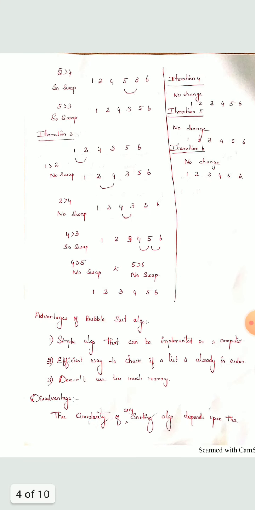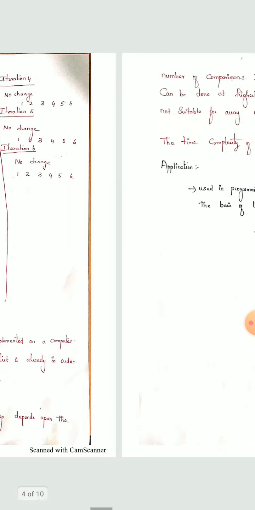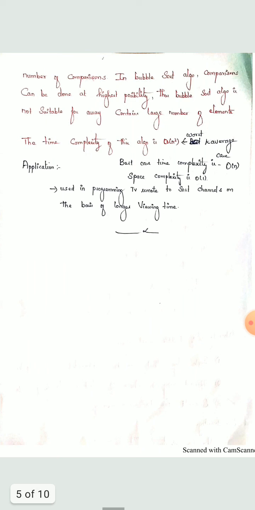So what are the advantages and disadvantages of bubble sort? It is simple to understand and simple to implement. It does not use extra memory, right? So what is the disadvantage? Because of its complexity, the worst case and average case time complexity of this algorithm is big O of n square, right? So this algorithm is not well suited for arrays of large size. That is the disadvantage of our bubble sort.